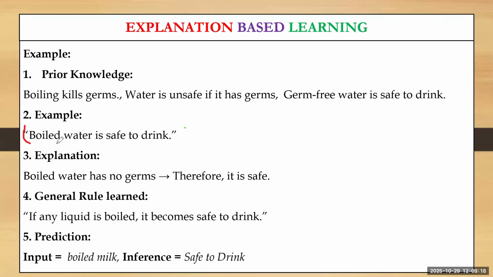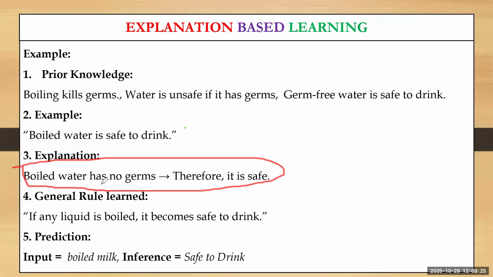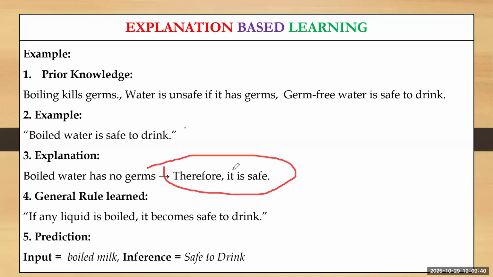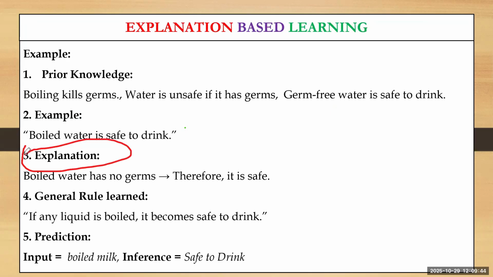So for this example it gave the reason by comparing with the facts. Since boiled water has no germs because they were already killed, it is germ free. If the water is germ free, the water is safe to drink, therefore it is safe. It created some explanation, and based upon this explanation it will create some rule.